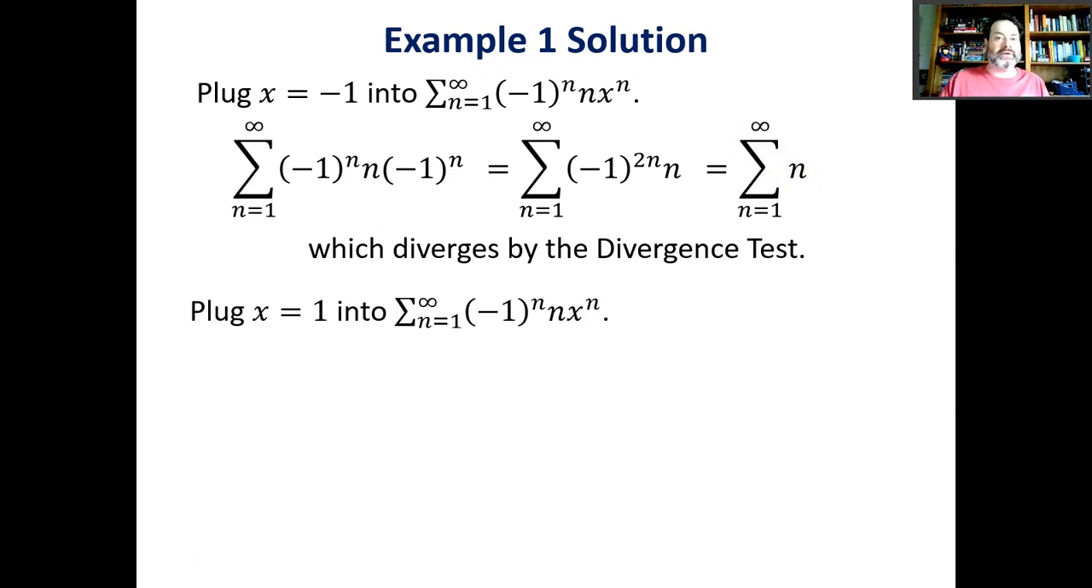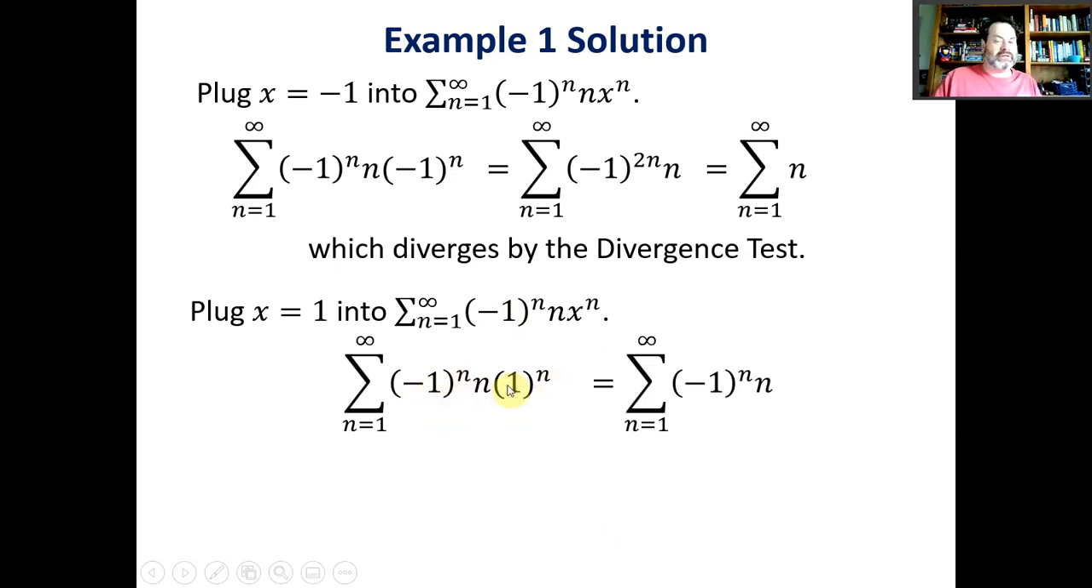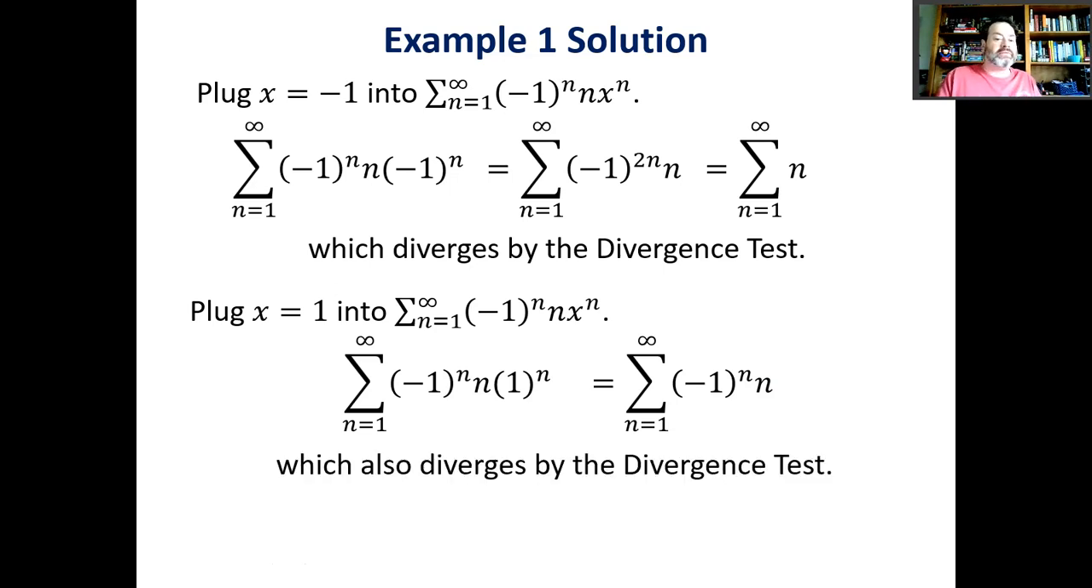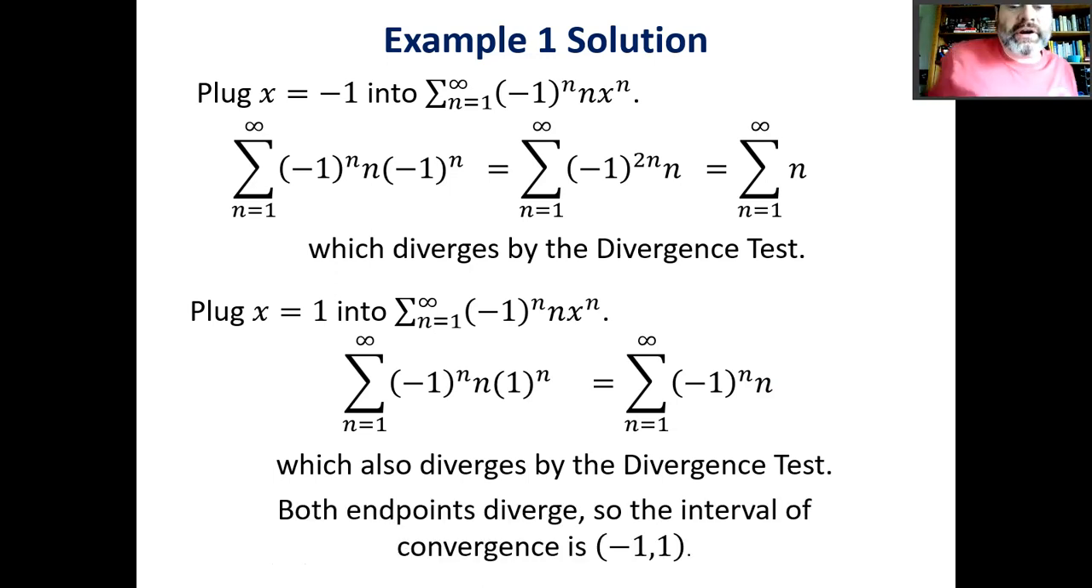Let's check the other endpoint. So we plug x equals 1 in. And here, 1 to the n is just 1, so it just goes away. You just have (-1)^n times n. But we can see this also diverges, right? These terms are not getting closer to 0. Even though they're alternating, it's -1 plus 2 minus 3 plus 4. That's not approaching any particular number. That also diverges. So both endpoints diverge.